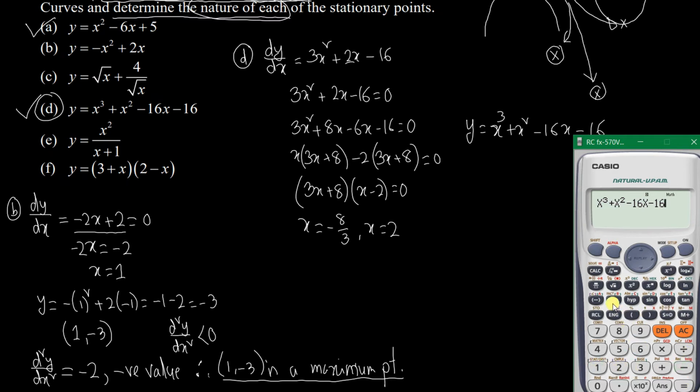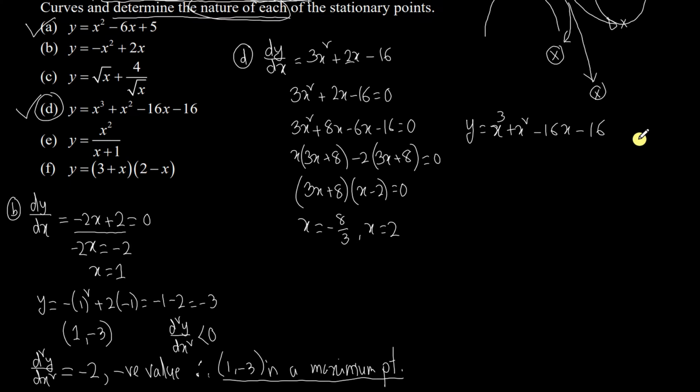Okay, now for the two values, the first one is minus 8 by 3. We put x value as minus 8 by 3 and press calculate, and we get 400 by 27. So we can write: when x equals to minus 8 by 3, then y equals to 400 by 27. Then for the other value, when x equals to 2, what is our y value?